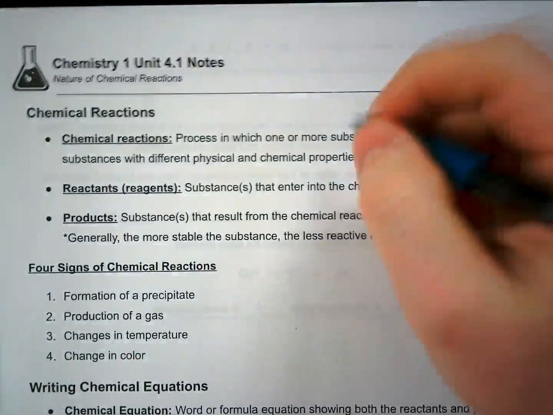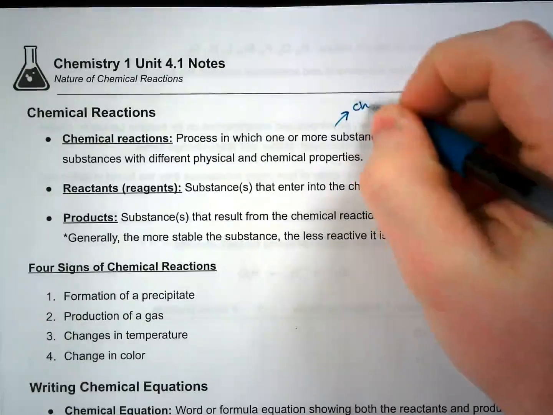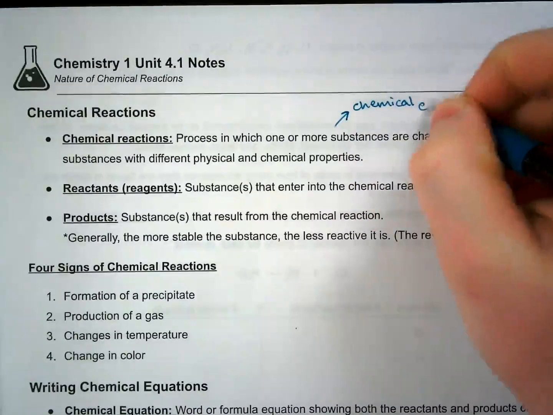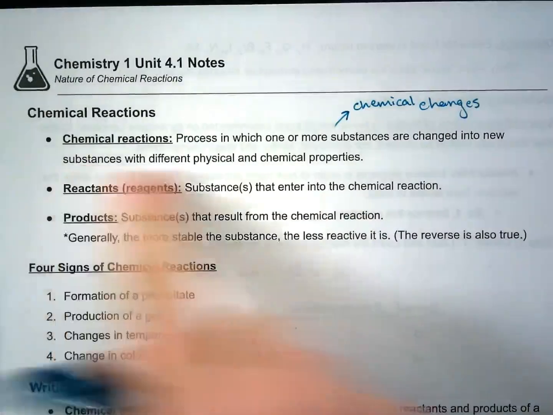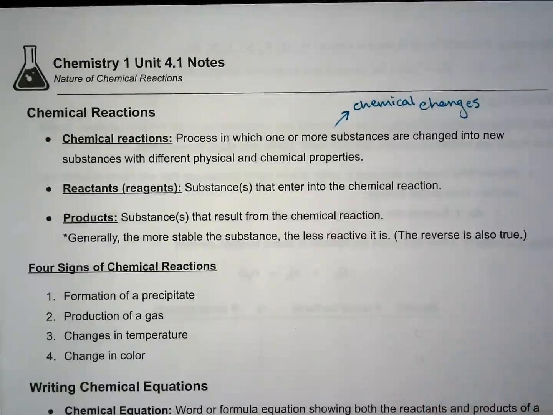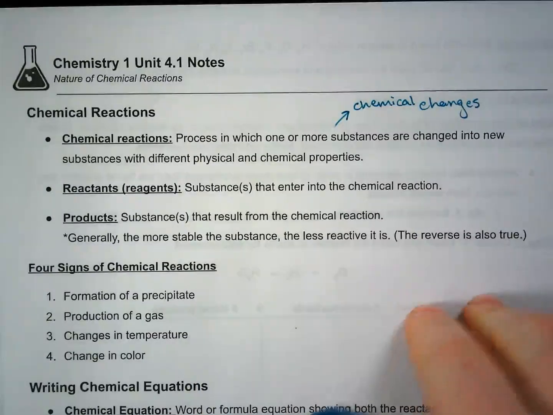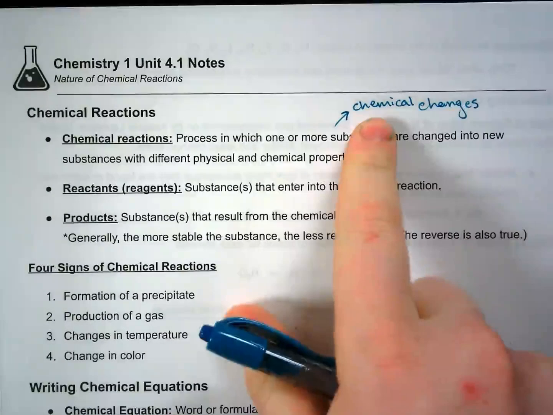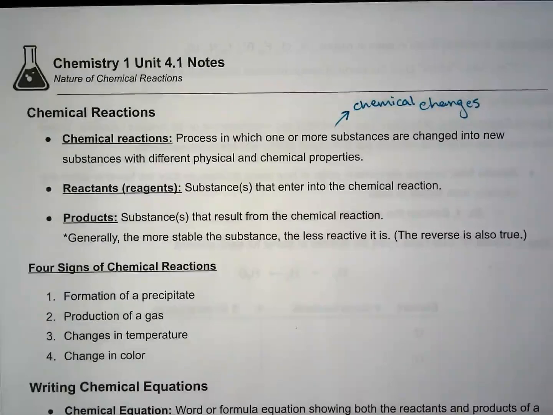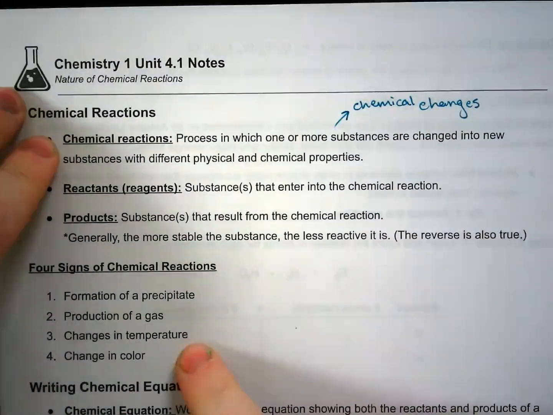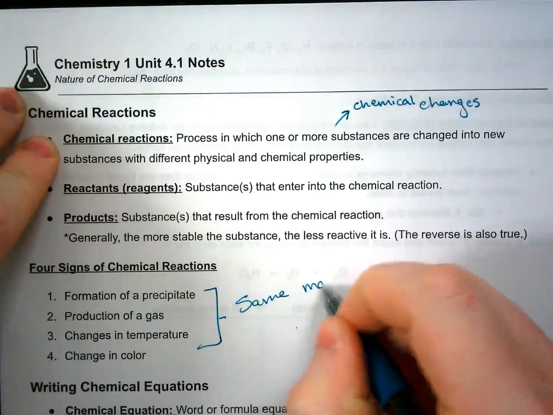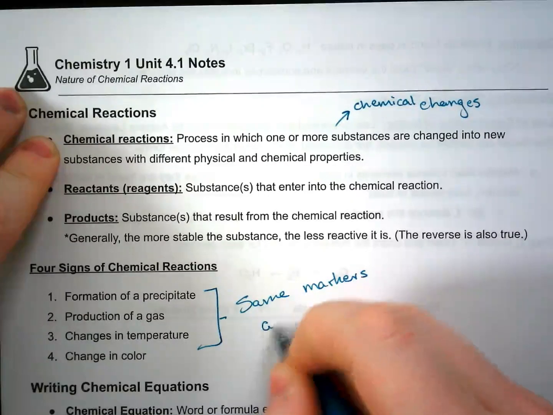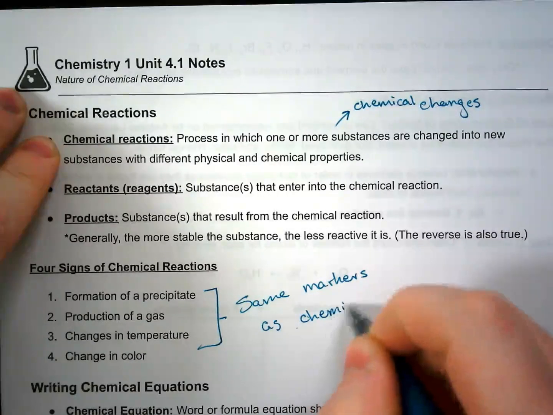Chemical reactions. When you read this, what you really should be thinking of is that these are chemical changes. We've already talked about chemical changes back in Unit 2, so what you read here is exactly what you should have read from Unit 2 when we were talking about physical changes, physical properties, chemical properties. A chemical reaction is no different from a chemical change. So all these are the same markers as chemical change markers.